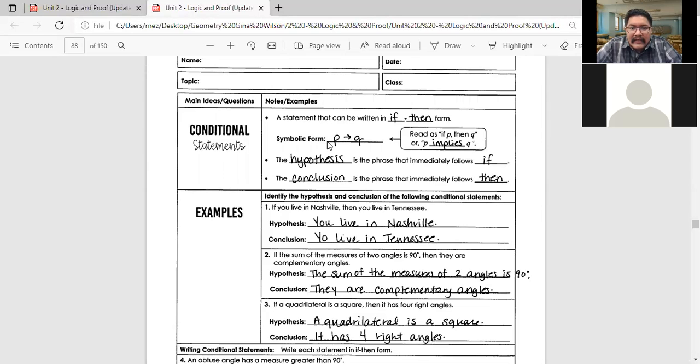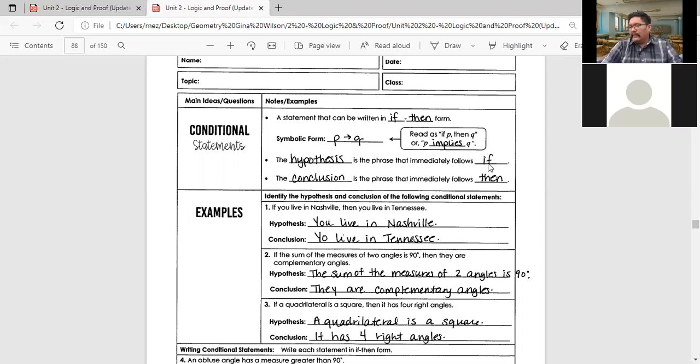So a statement can be written in if-then form or symbolic form. P implies Q, so that's what that arrow means. It means implies. So if P is true, then it goes to there. So the hypothesis is the phrase that follows if.